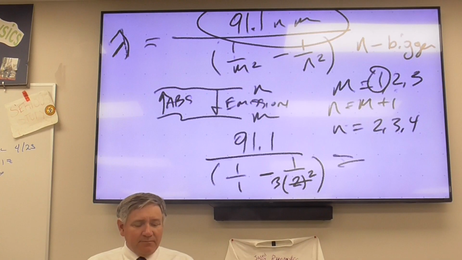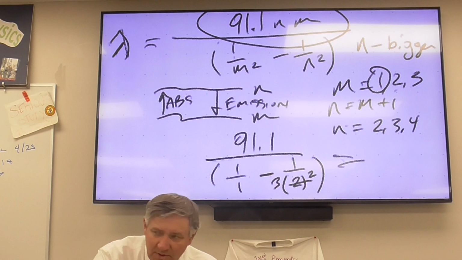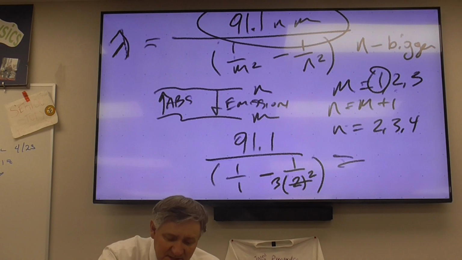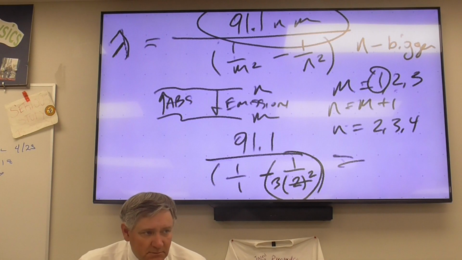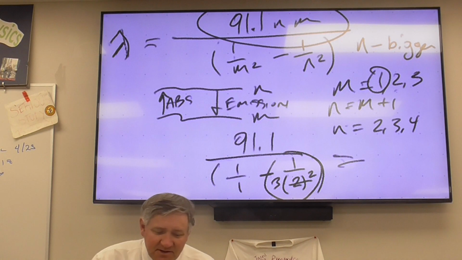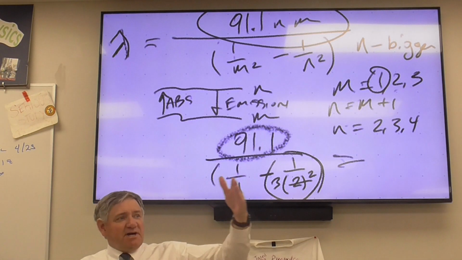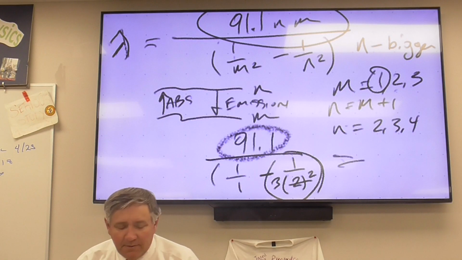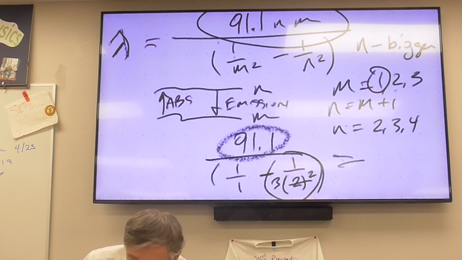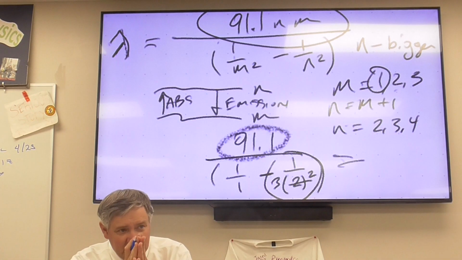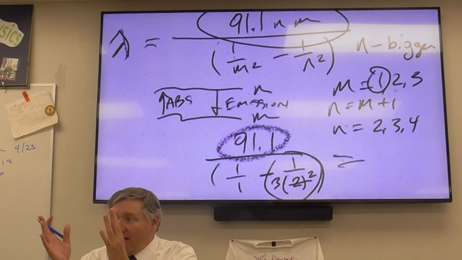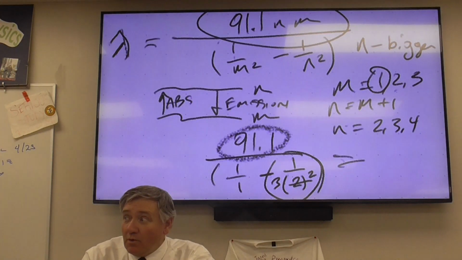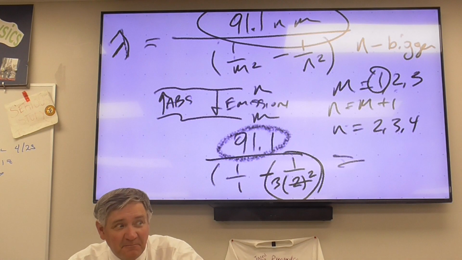Now, here's the story. If you let m remain at 1, as n gets bigger and bigger and bigger, what's this value going to approach? 0. It's going to approach 0. So basically, you're going to approach 91.1. If you go infinitely far, you'll get 91.1. So on this Balmer series, mainly because it was the quintessential case, this equation works. We have no idea why it works, but it works.